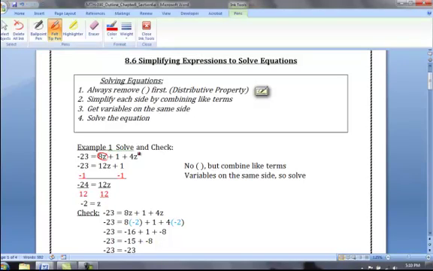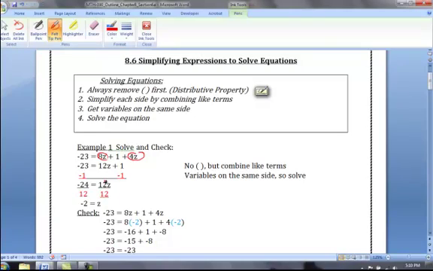We have 8z and 4z, and that's just going to give us 12z. Then, of course, we would bring down the plus 1. Now from here, it's just a regular equation, and we can start solving it. Because we don't have variables on both sides, we have the z just on this side, and we're ready to go. So first, always move away whatever's being added or subtracted. So I'm going to move the plus 1 by subtracting 1, and that gives me negative 24 equals 12z.